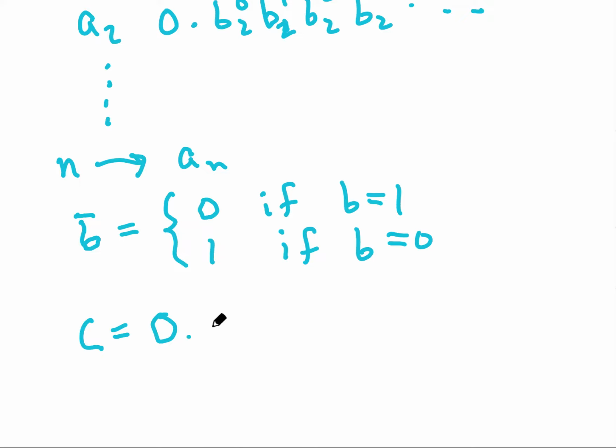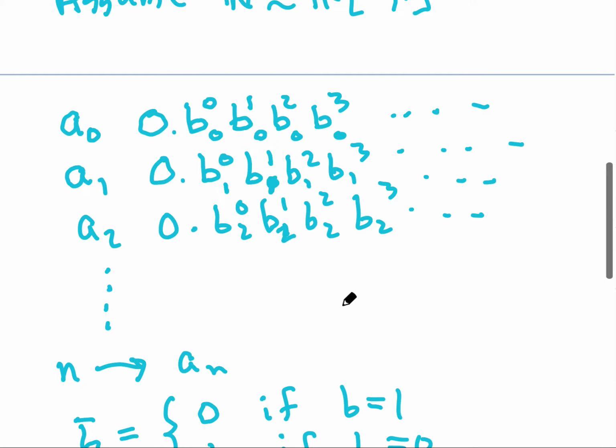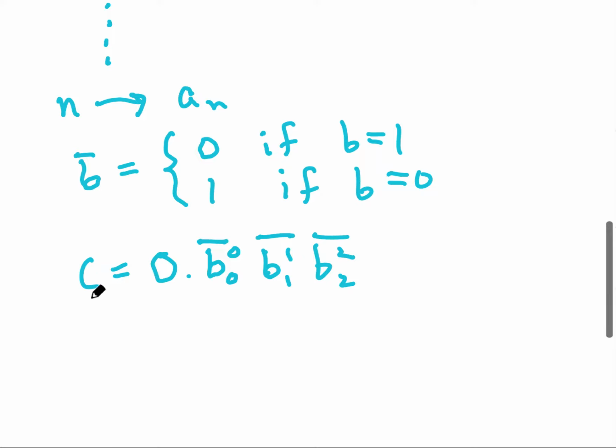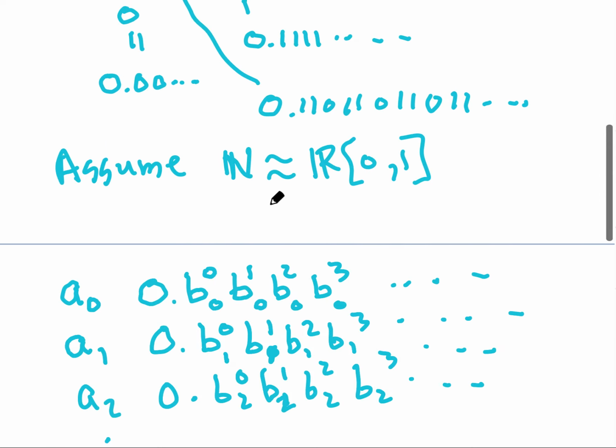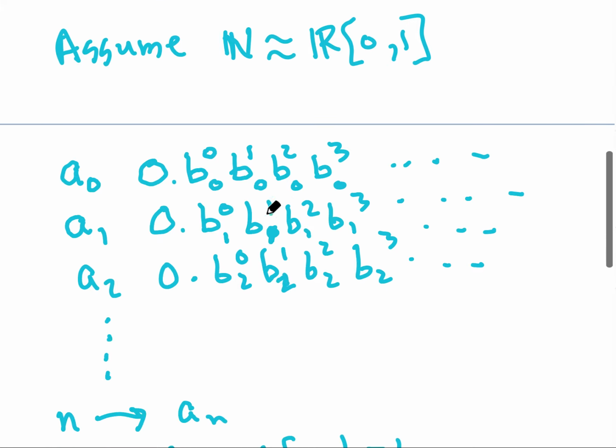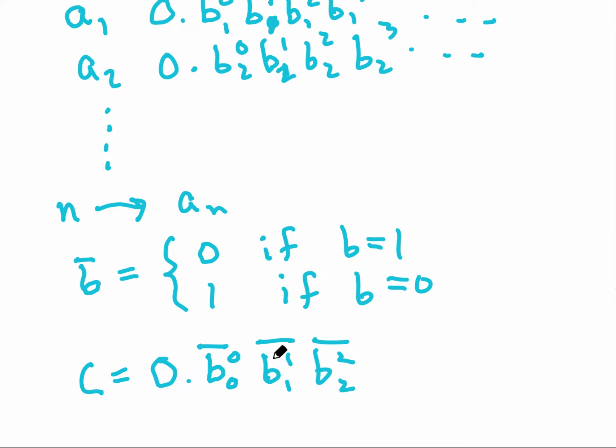It's going to be, the first will be 0, and the next will be B00 bar. And the next one will be B11 bar. And the next will be B22 bar. And these B00, B11, B22, they come from these up here. Okay. Now the question is, is C on that list? It better be on the list, because I'm assuming that this is a list of all the real numbers between 0 and 1, so it better be on the list.